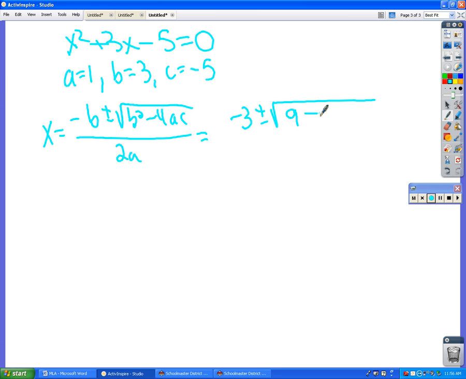A negative squared is still going to be a positive, okay? So it doesn't matter. Always going to be positive. All right, then I'm going to go minus 4 times, what's a? 1. And then like Lexi said, we need to use the b again.